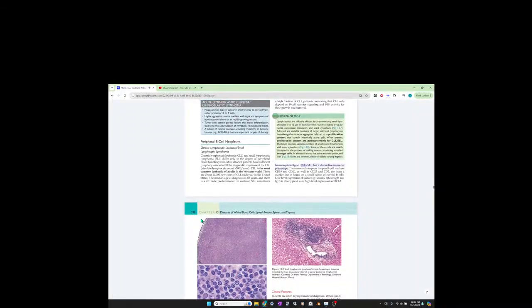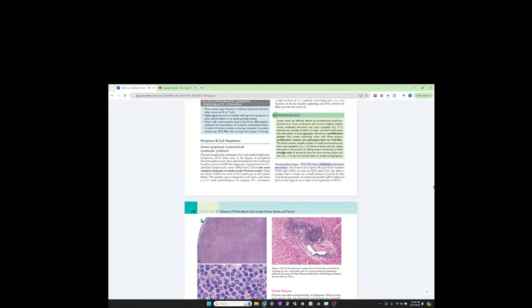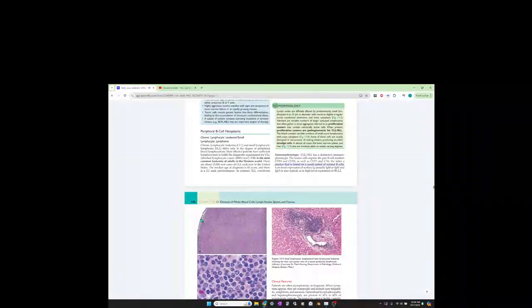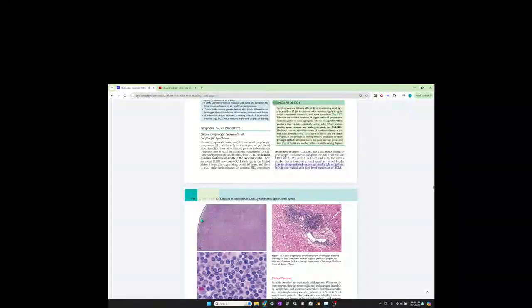Immunophenotype. CLL, SLL has a distinctive immunophenotype. The tumor cells express the pan-B cell markers CD19 and CD20, as well as CD23 and CD5, the latter a marker that is found on a small subset of normal B cells. Low-level expression of surface Ig is also typical, as is high-level expression of BCL2.